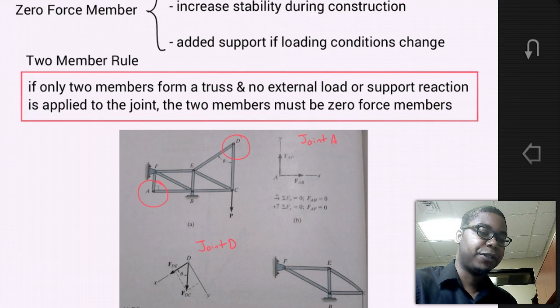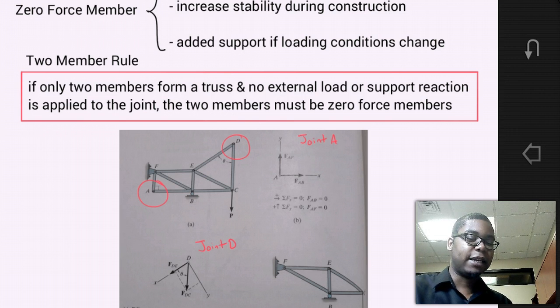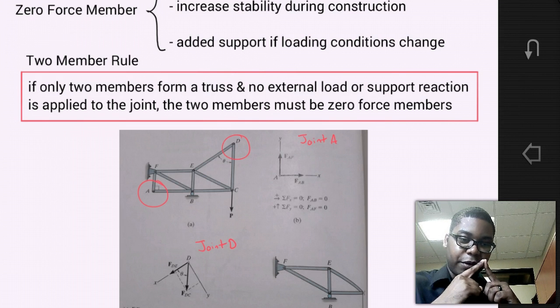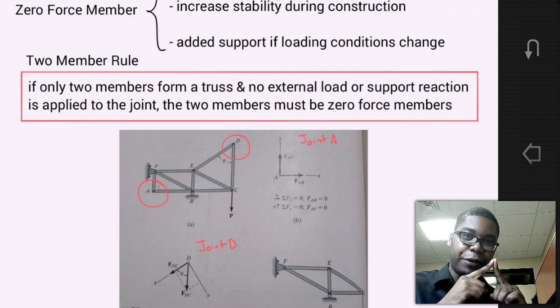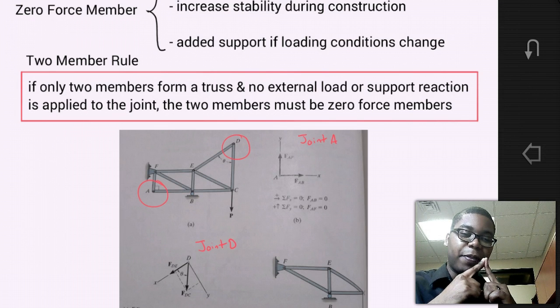The two-member rule states, if there are two members that form a truss joint and no external load or support reaction is applied to the joint, then the two members must be zero force members. So think of it as two members, there's no support reaction, so there's no support where they meet at the joint, and there is no external load applied to that joint. When we think about that, and then we apply equations of equilibrium, we can readily identify that those two members are going to be zero force members.